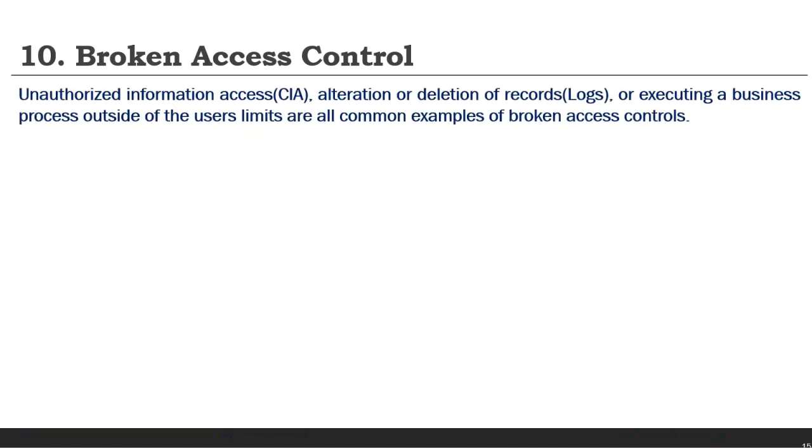If I got access to the server room without being validated, then it is a broken access control related issue. So unauthorized information access, like confidentiality, integrity, and availability. If we access unauthorized information, or alter or delete any record or data, or execute a business process outside the user limit, these are the common examples of broken access control.